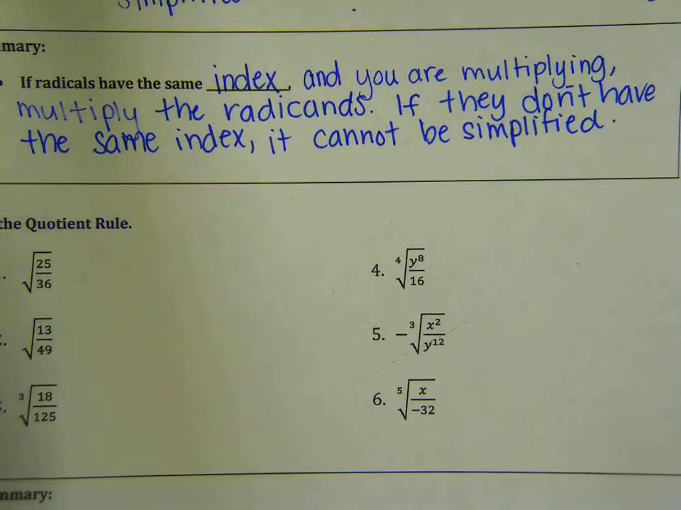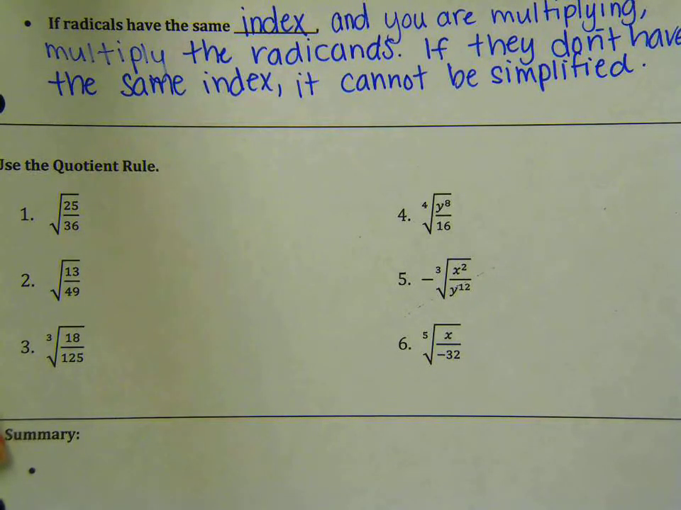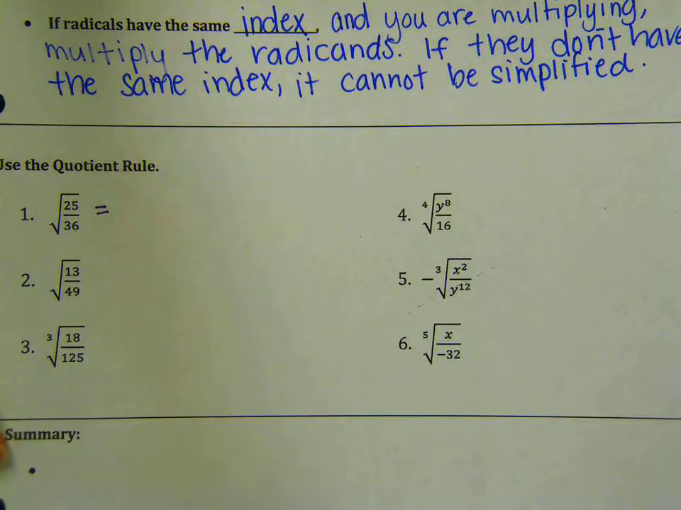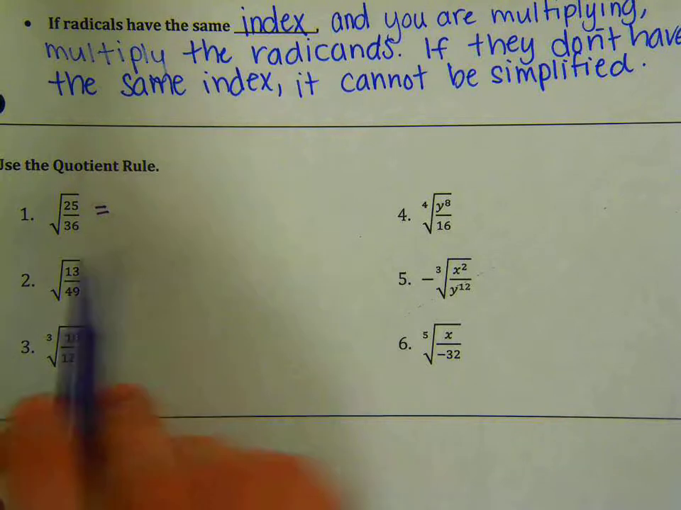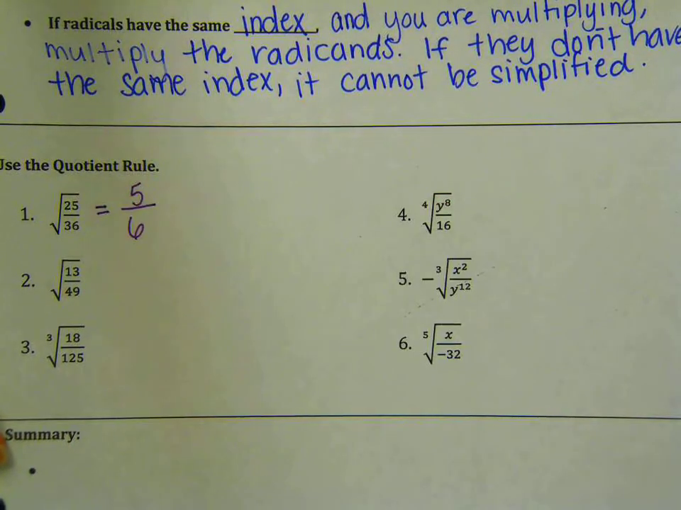So in the next section, we're doing the quotient rule. So before we were multiplying, it was product. Second section is quotient rule, so I am dividing. And it works the same way as the last section that we were doing for most of them. So we have number 1, we have the square root of 25 over 36. From previous classes, what do you know that answer is? What's the square root of 25? 5. What's the square root of 36? 6. So your answer is 5/6. That just means that I'm taking the square root of the top number and the square root of the bottom number.